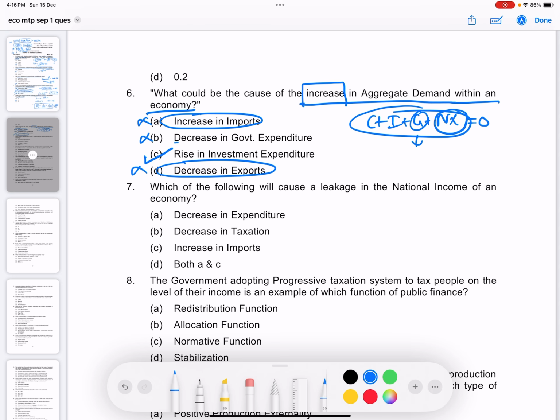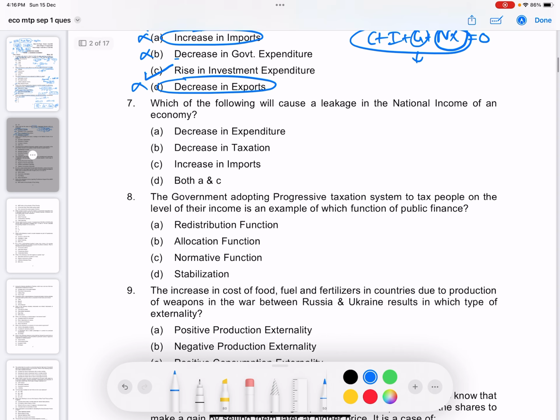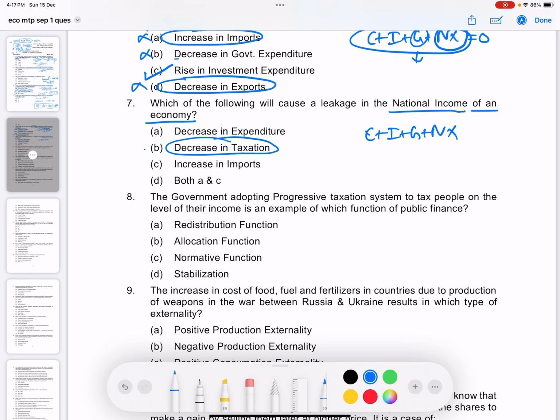Okay. Now coming to the 7th question. Which of the following will cause a leakage in the national income of an economy? Decrease in expenditure. Okay, so C plus I plus G plus NX. Decrease in taxation would lead to an increased level of income. If the income level is increasing, then this won't be a leakage. So B is eliminated. Okay. Now, decrease in expenditure.